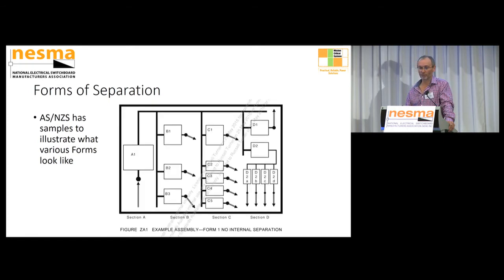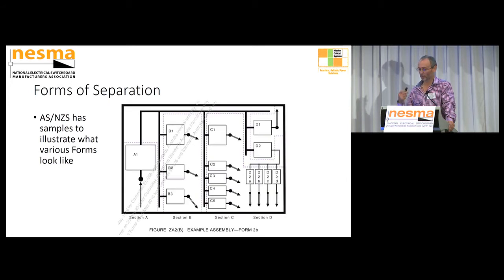So some of you will recognise that picture from the international standard, which talks about rated diversity factor. So what we did was we took that and said, well, guess what? That's an example of a Form 1 assembly. There are no internal separations. And then we started drawing lines all over it, and I'm not sure how easy they are to see at the back, but we've got one example of this in the AS/NZS version for every form of separation to show what it looks like when you actually build one. So what's separated from what.